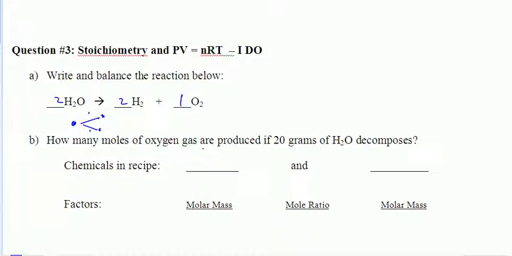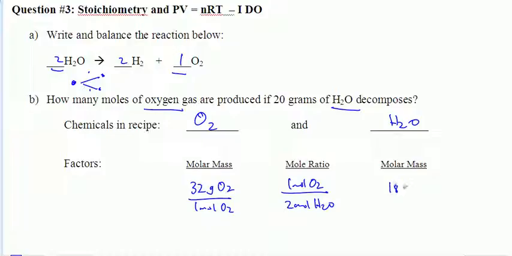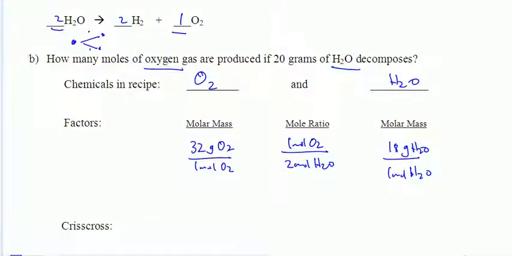So I have oxygen gas, and I have H2O, and the molar mass of this is 32 grams of O2 for every 1 mole of O2. The mole ratio between oxygen and H2O is 2 to 1. So there is 1 mole of O2 for every 2 moles of H2O. It doesn't matter how you write this in this part right here. And the molar mass of H2O is 18 grams of H2O for every 1 mole of H2O. Okay, so the crisscross.